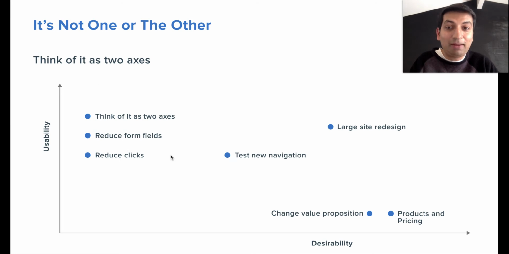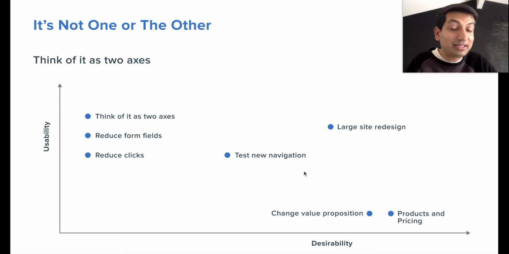So as an example, reducing form fields and reducing clicks is usability. Thinking of it as two axes is really just the title. And then desirability would be changing the value proposition, products, and pricing, as I mentioned. But there's also things that fall in between. A large site redesign could have all sorts of changes, some of which are imagery and creative and value proposition testing, and other things are simply just placement and usability things. So it could have both.